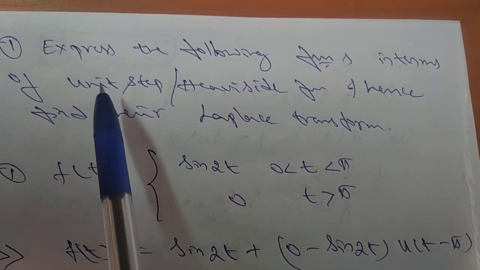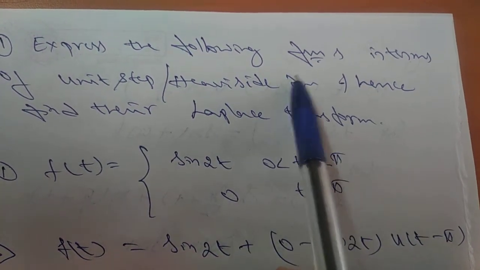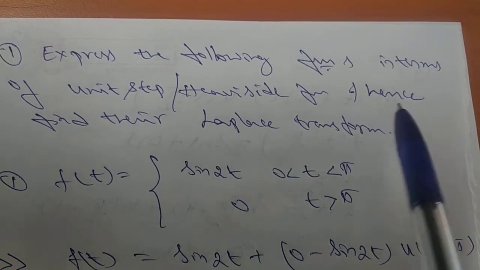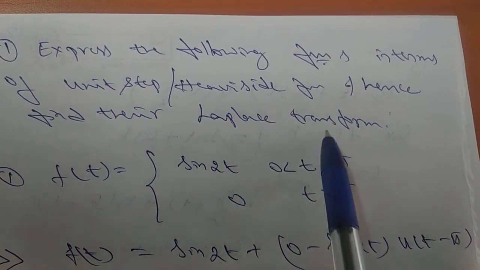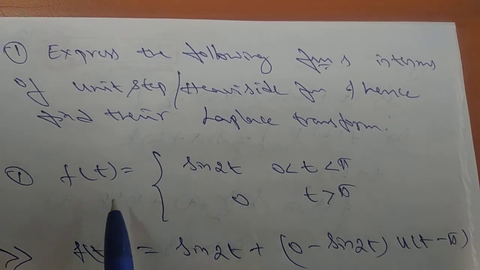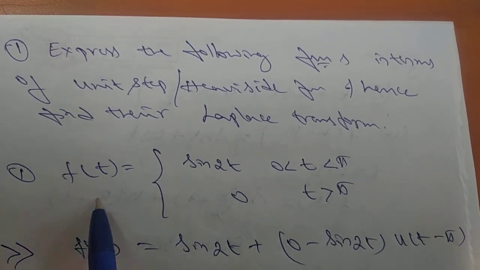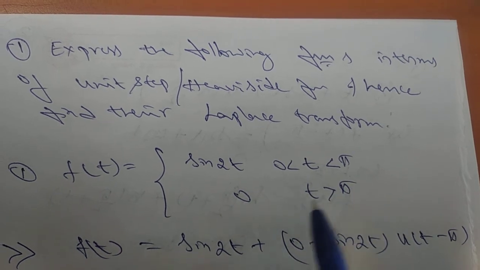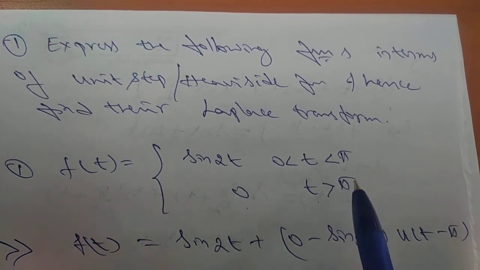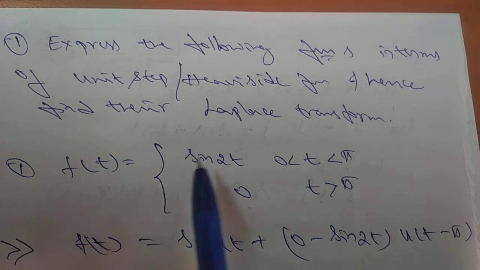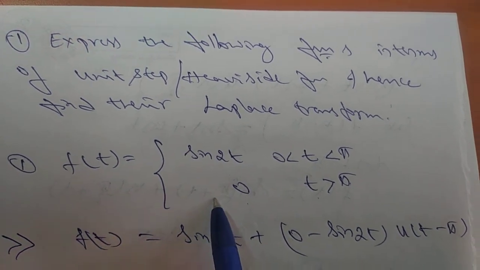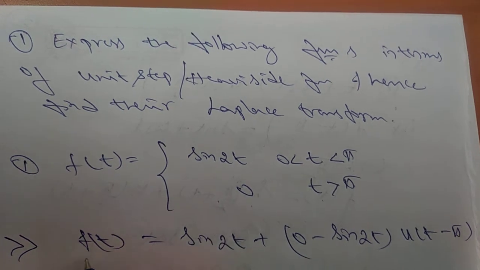Problem: express the following function in terms of unit step function or Heaviside function and hence find its Laplace transform. First question: f of t is equal to sin 2t for t greater than 0 and less than pi, and 0 for t greater than pi. So that means two functions are given. This is f1 of t and this is f2 of t. So how to write f of t?